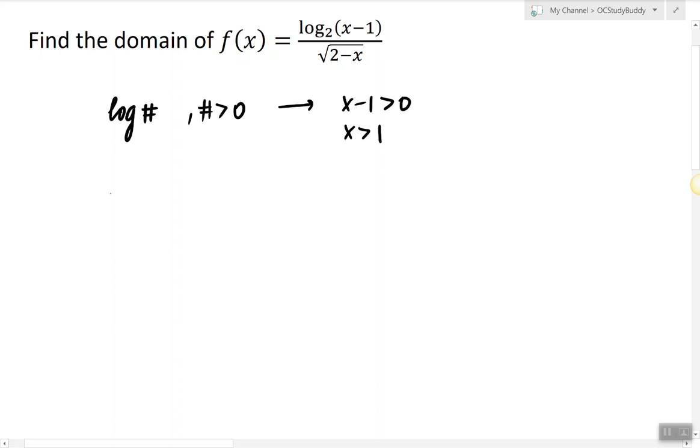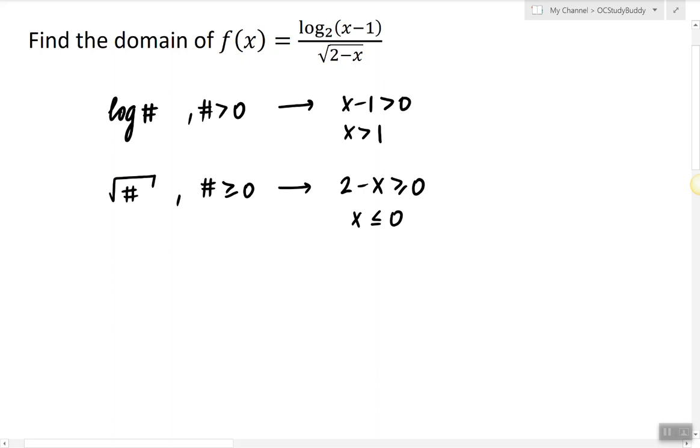Second constraint is that what's inside of the radical always is greater or equal to 0. In this case, it means that 2 minus x is greater or equal to 0, which means that x is less than or equal to 2.